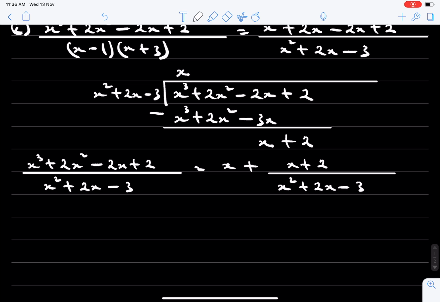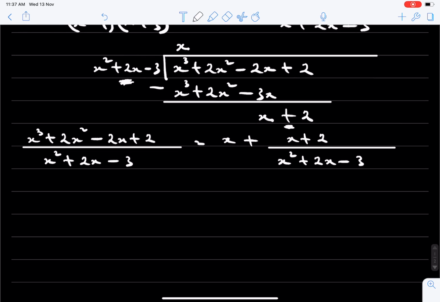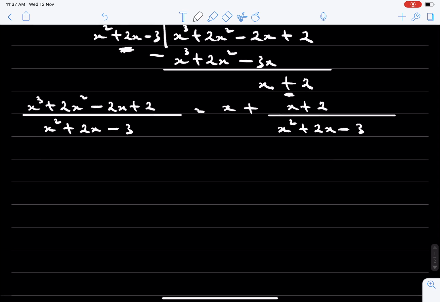The remainder here is x plus 2, while the divisor is x squared plus 2x minus 3. So the ratio of remainder to divisor, x plus 2 over x squared plus 2x minus 3, is what gives us the proper fraction. Then we split that proper fraction into partial fractions, and we add the partial fractions to the quotient x, which gives us the partial fractions into which the compound fraction is broken.